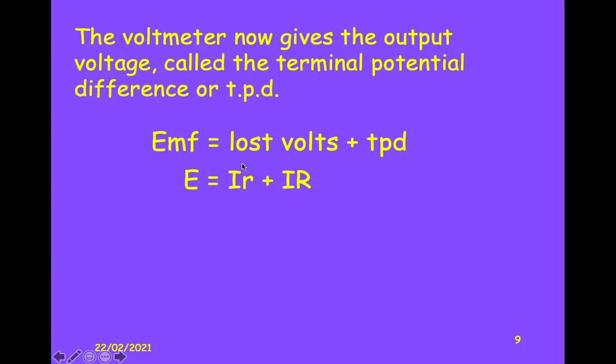So the lost volts is worked out by doing current times the resistance in the cell. The TPD is worked out doing the current times the resistance in the rest of the circuit. Put those together, gives us the e.m.f, and that simplifies down to look like that.